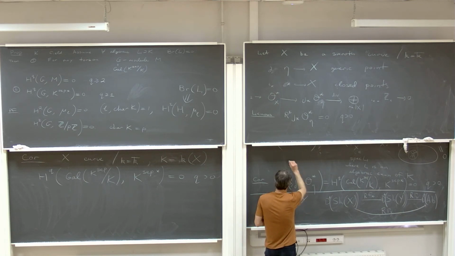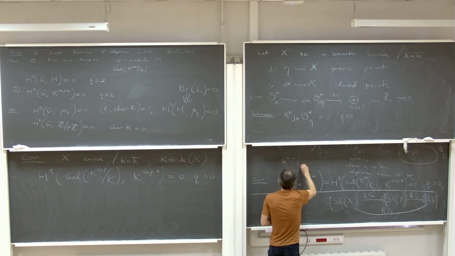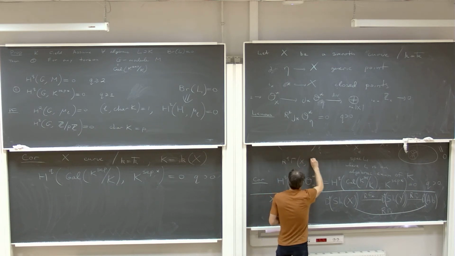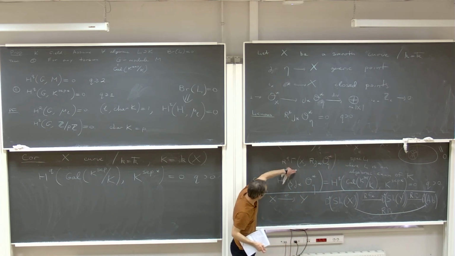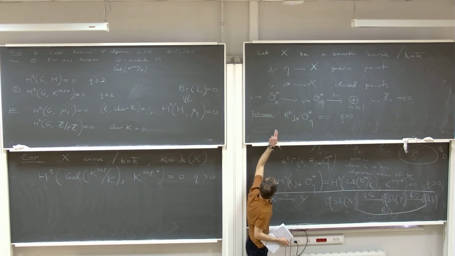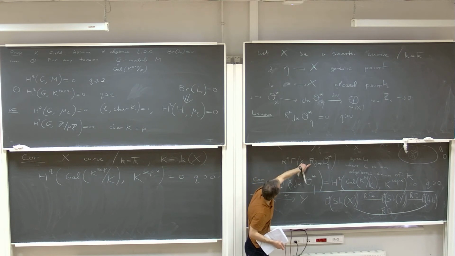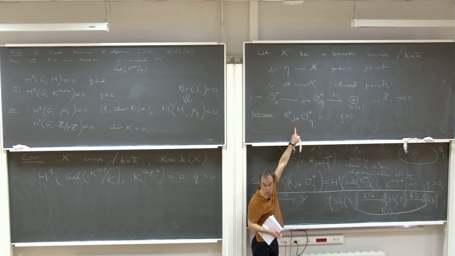Well, this is equal to R Q gamma of x with coefficients in these higher guys. All right? So this is true because of the lemma, right? Because this complex is acyclic in all degrees other than 0.